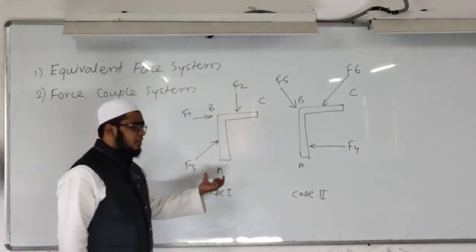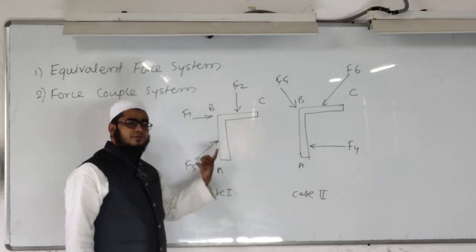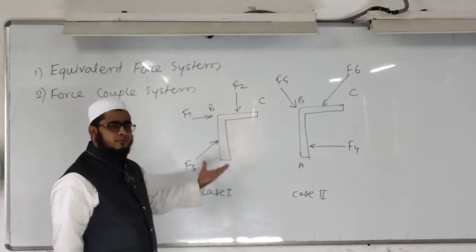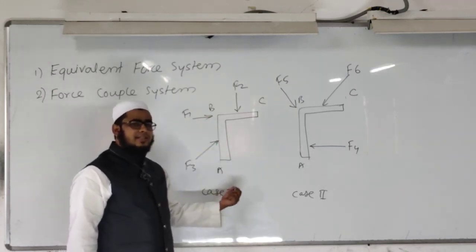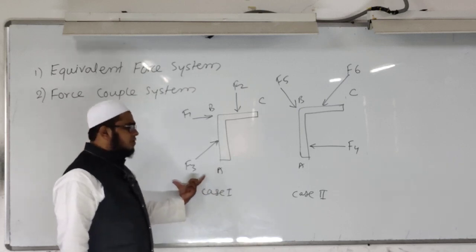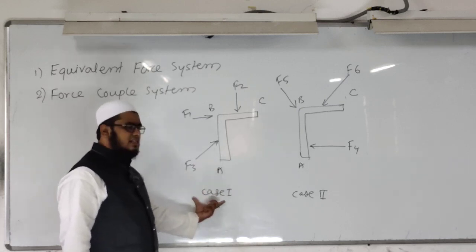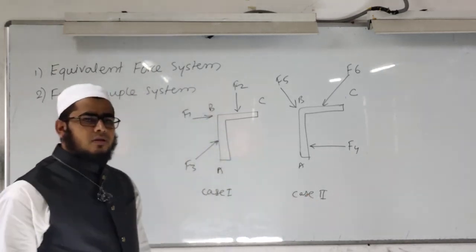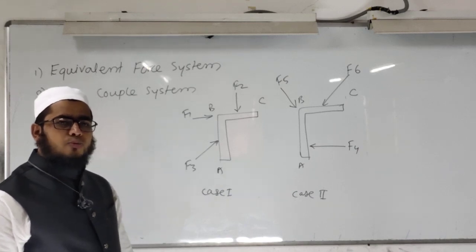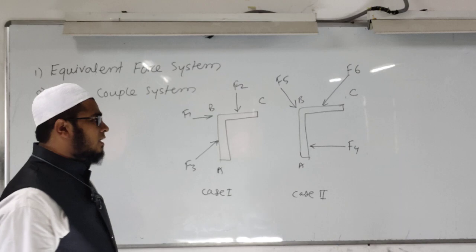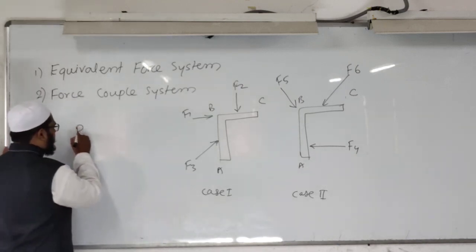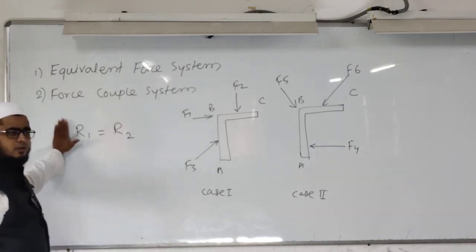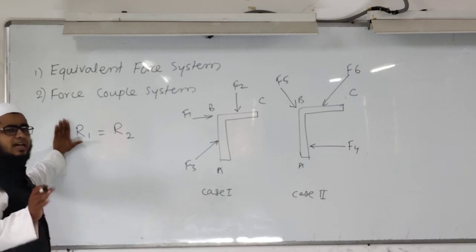Whenever an object is under two different force systems, but the effect of both force systems on the object is the same, then we say that the force system acting in the first case is equivalent to the force system acting in the second case. The two force systems are said to be equivalent whenever the resultant of the first force system is equal to the resultant of the second force system, not only in magnitude but also in direction.